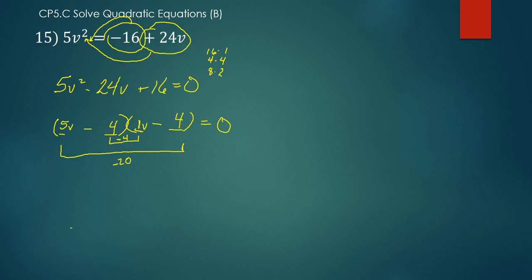Now that we've got the two factors, let's set them equal to 0. And I hope you're beginning to see a pattern. This is a negative 4, and I should add 4 to both sides and divide by that 5. And so that my v equals 4/5. Here, I just am going to add 4 to both sides.